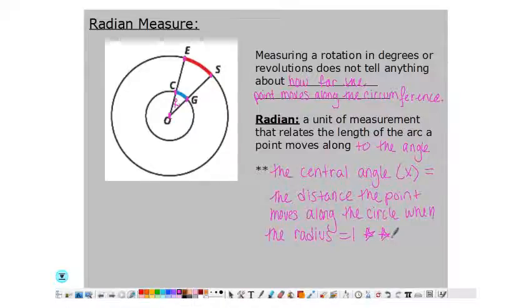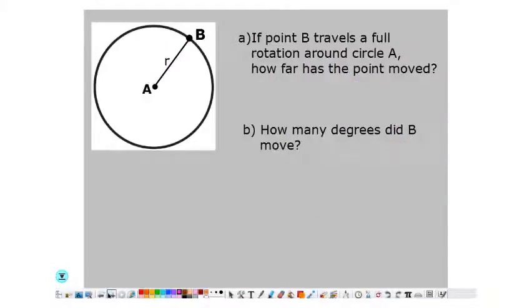So a radian measure allows us to more easily compare the angle at the center to how far the point moves along the outside of the circle. So we're going to get into using these, and eventually we will be using mainly radians instead of degrees. So we're just going to start with an example. We have circle A here and point B on its perimeter. We want to know if B started where it is and traveled all the way around the outside of the circle, we'll say it goes counterclockwise to keep it positive, how far would it have moved?